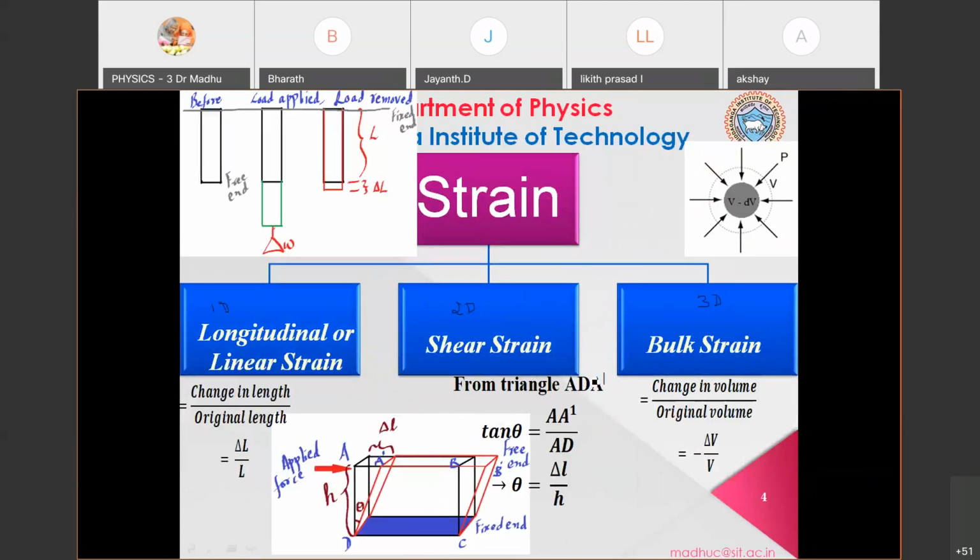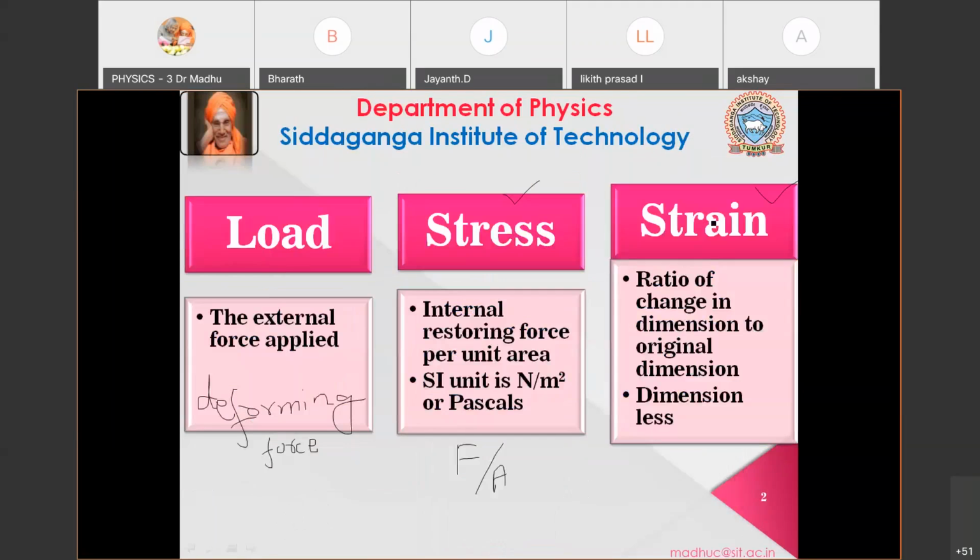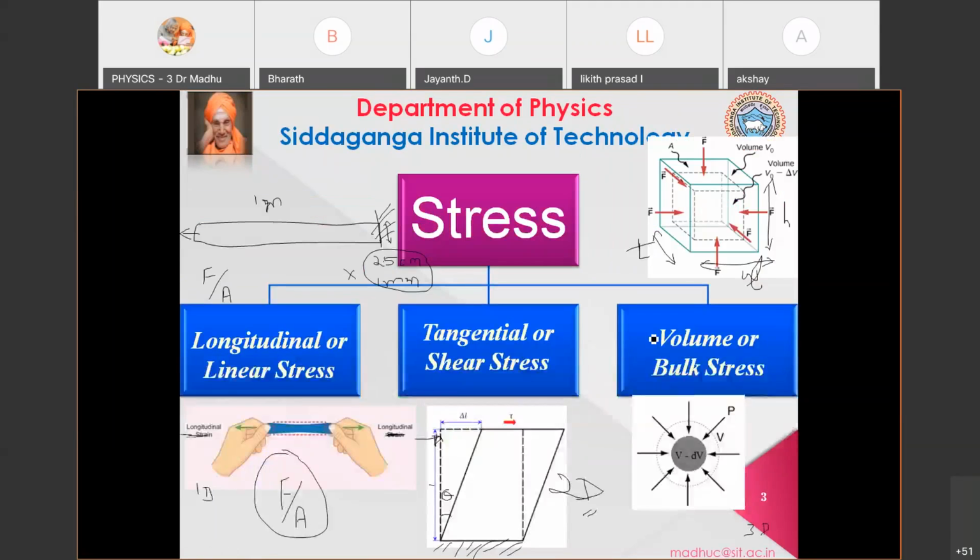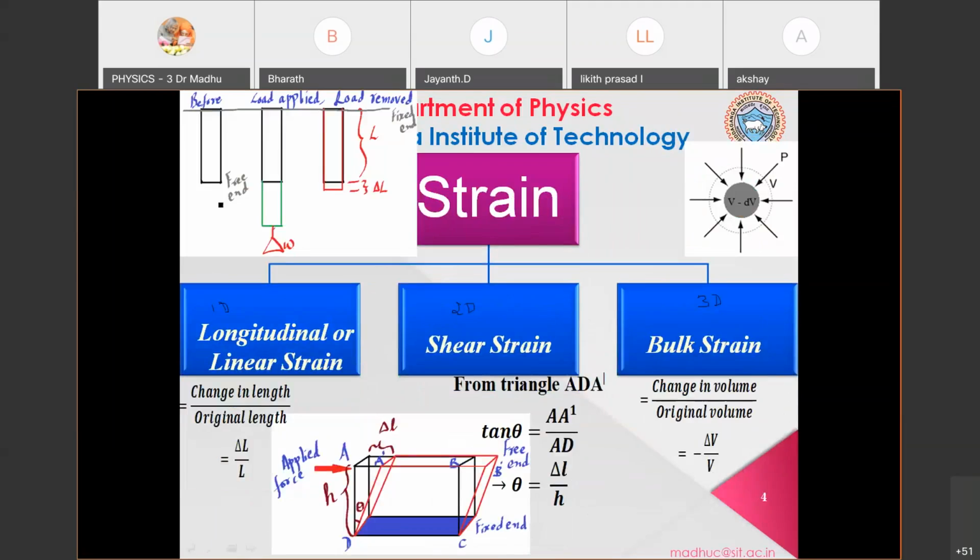Okay, so next, when it comes to strain, it is defined as change in dimension by original dimension. So this is the very basic definition of strain, the ratio of change in dimension to original dimension. Now if I take the longitudinal strain or linear strain, some people also call it tensile. All the names are the same: longitudinal, linear, and tensile. It is one dimensional strain.